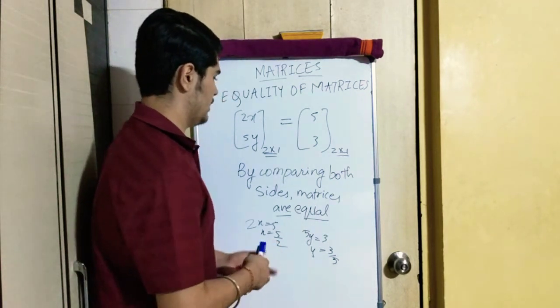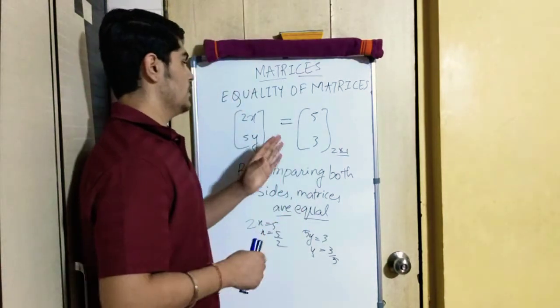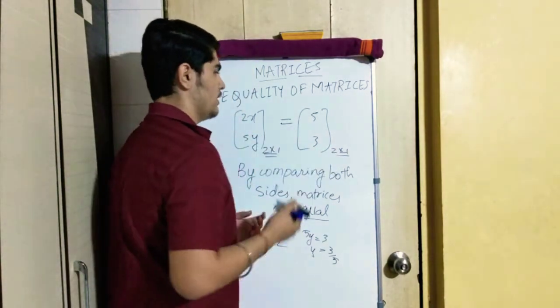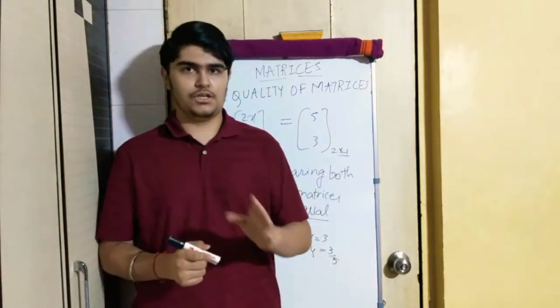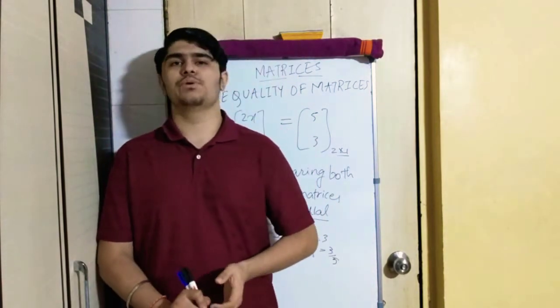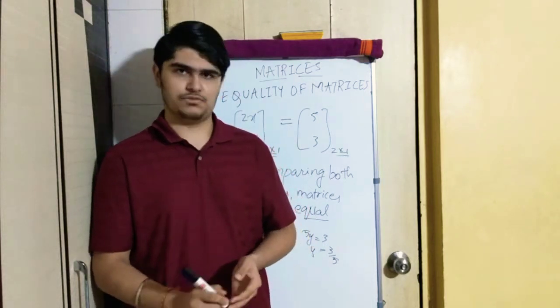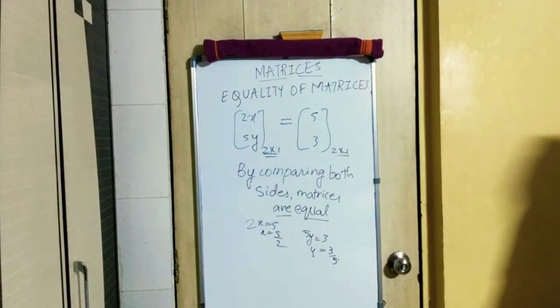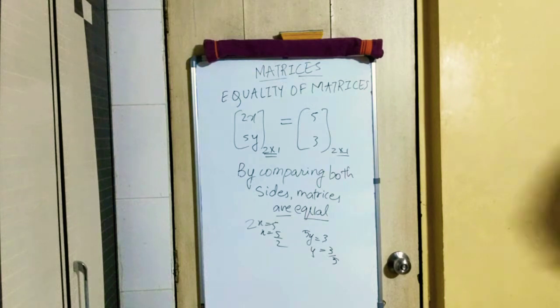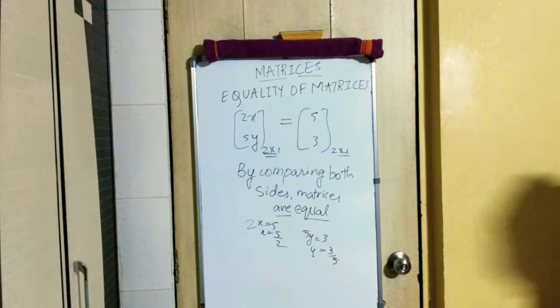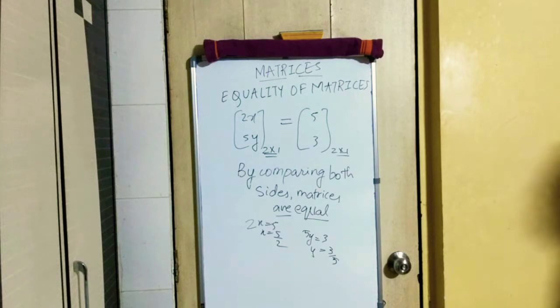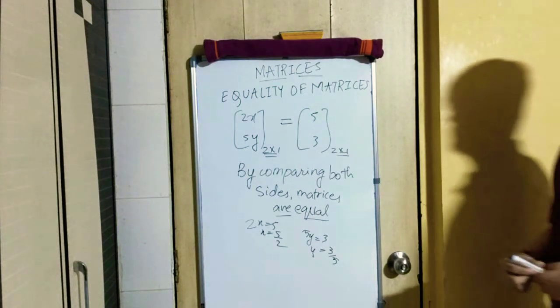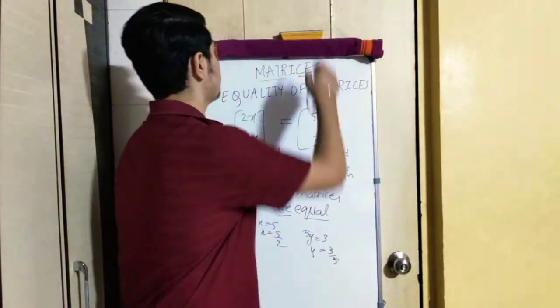So you can copy it down. Remember, in this part, if the order of matrices are not equal, you cannot equate both the matrices. That would be marked wrong if you do it in boards, and you will not be given any marks for the steps even. So you can copy it down. So I hope you have copied it.